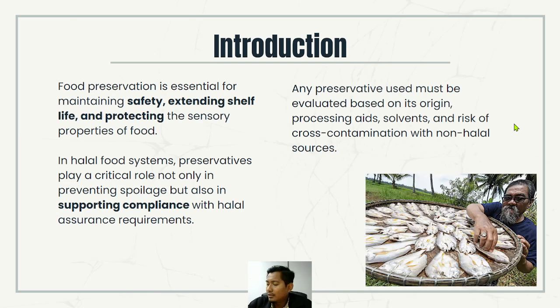So we will start on the introduction. Basically, food preservative is essential for maintaining safety, extending shelf life, and protecting the sensory properties of food. Meanwhile, in the halal food system, preservatives play a critical role not only in preventing spoilage but also in supporting compliance with halal assurance requirements. Any preservative must be evaluated based on its origin, processing aid, solvent, and risk of cross-contamination with non-halal sources, for sure.